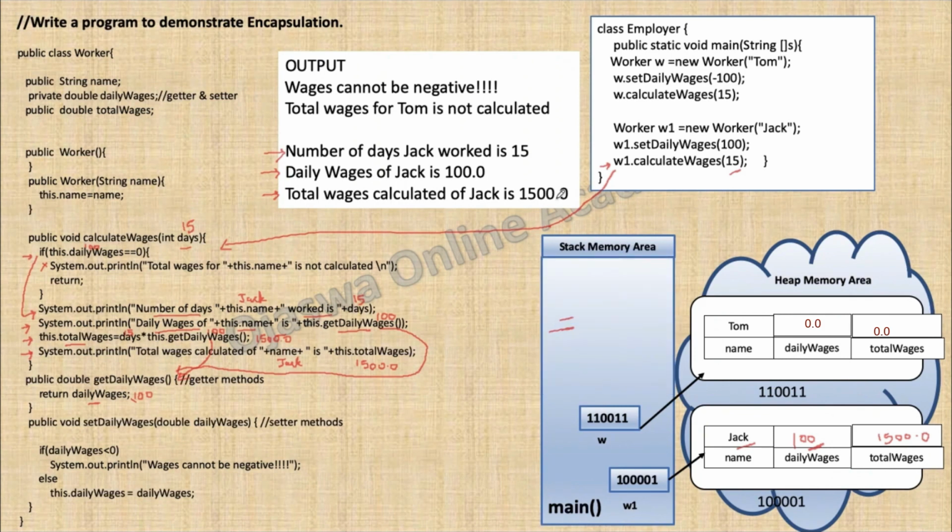So this way we have achieved encapsulation in our program by declaring the variable as private and writing public methods to access the variable.